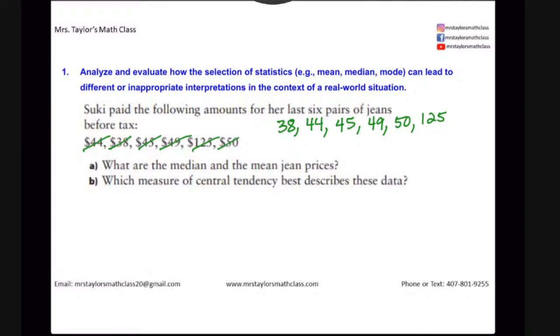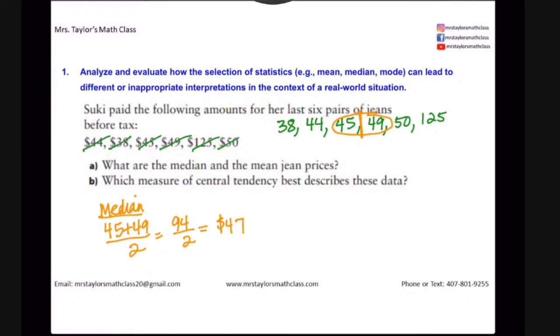Now, they say find the median. The median is, of course, the middle number. And the middle is here, so it's in between 45 and 49. So if I'm looking for the median, it's going to be 45 plus 49, then divided by 2. I got 94 divided by 2. So the median jean price would be $47, okay?